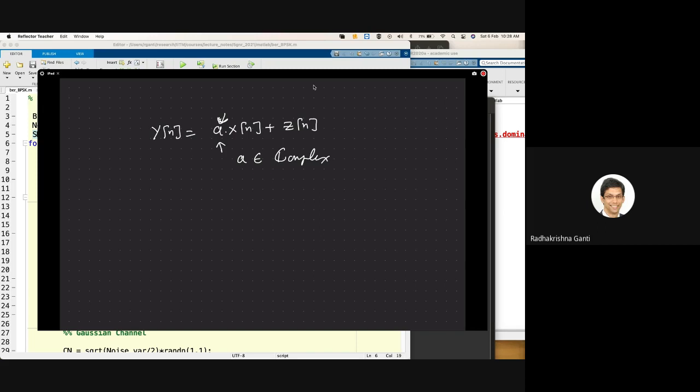So this is also an AWGN channel with a gain factor. That is one way of interpreting it. The other way of interpreting it is that this is called a single tap channel. There's only one tap. I will explain why it's called a single tap channel later. So this A is a complex number.